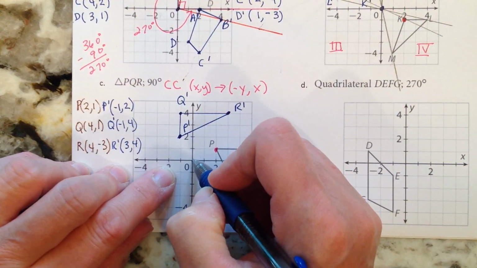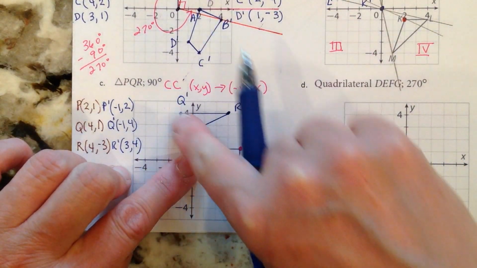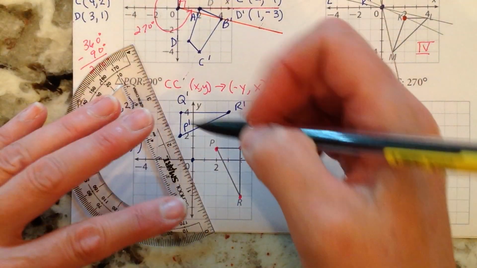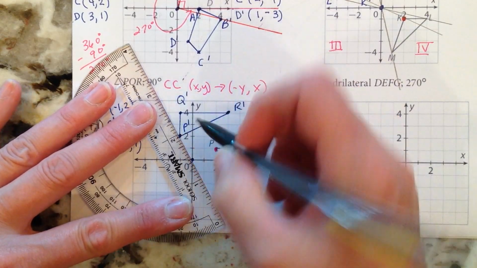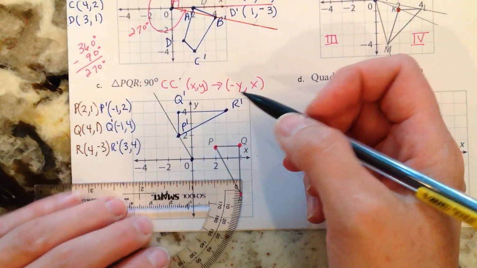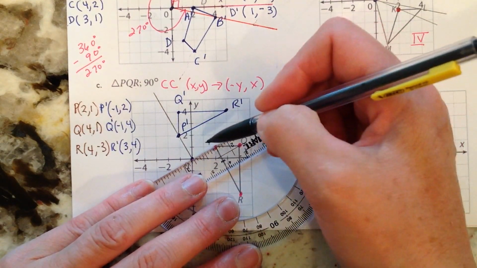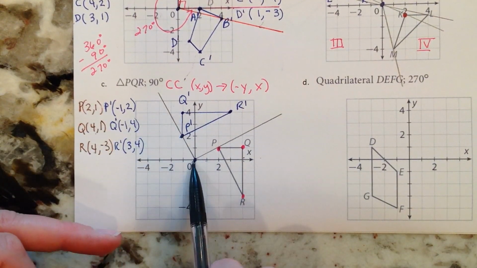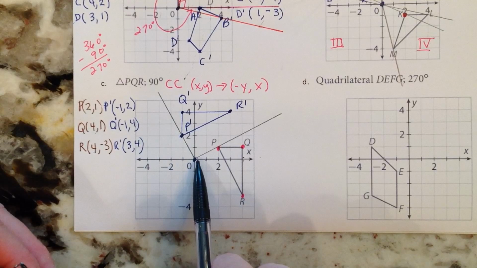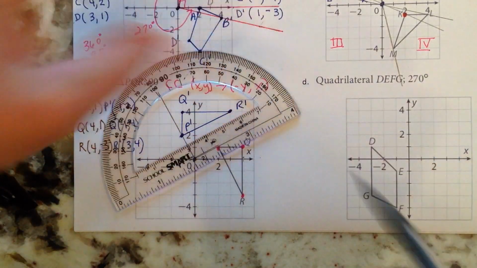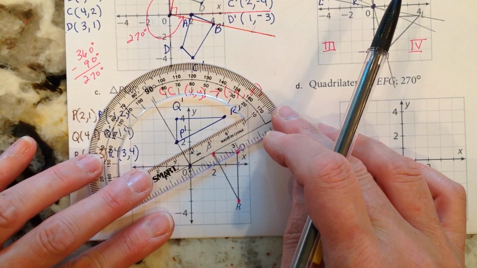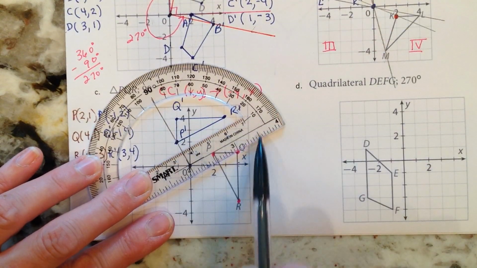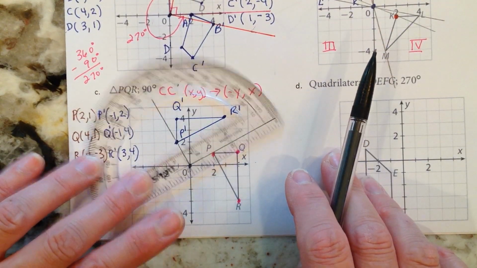Now, does it look like you just held your pencil here and took this thing and spun it that way, 90 degrees? Sure enough. And we can use our protractor and just verify that from P to the origin is 90 degrees from the origin to P prime. So I draw the ray from the origin through point P prime and the origin through P. Take my protractor and just verify that the angle is 90 degrees. And it sure enough is. So we have 90 degrees counterclockwise.